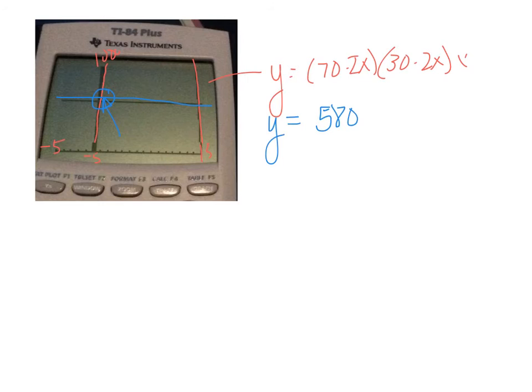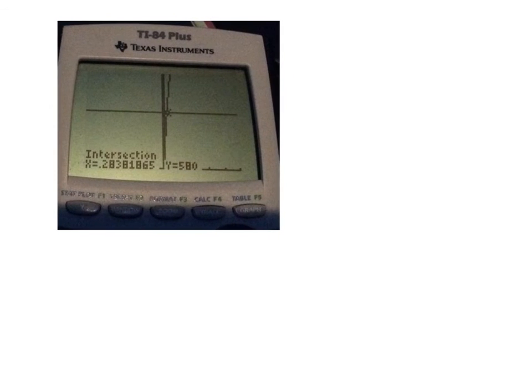And this window is not so great, so I want to blow this area up, so I'm going to make my x max 5 instead of 15. So I'm going to take a new picture. And you can see on this new picture that I changed the x-axis. So now when we look at this picture, I have negative 5 to 5, but I left my y-axis the same, negative 5 to 1,000. And this line here is y equals 580. And this curve going up that you can see, that's the equation. And that point right there, that's the intersection point.